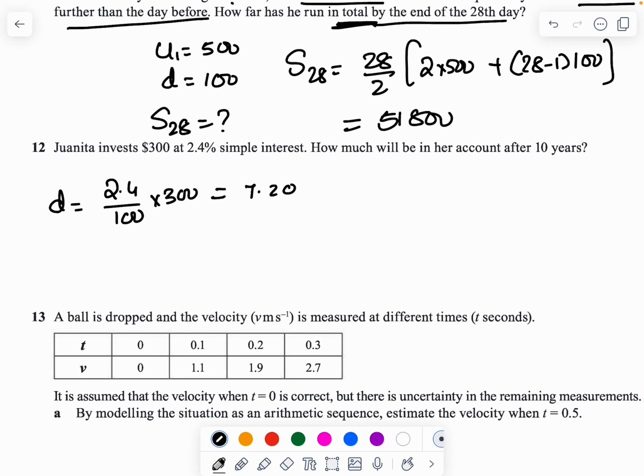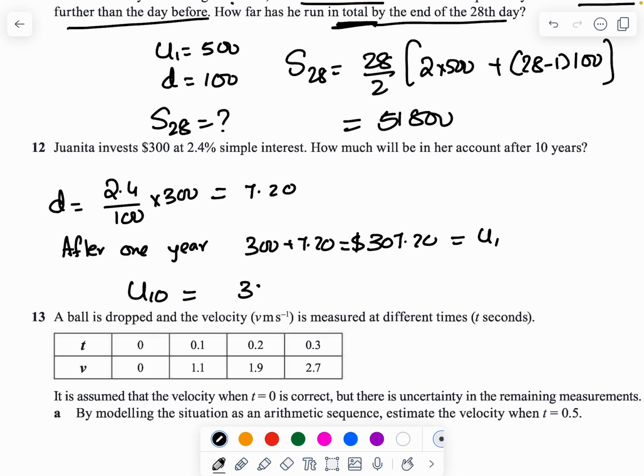Now, how much will be in her account after the 10th year? So after 1 year, there will be 300 plus 7.20, which is $307.20. This is going to be my first term. Now I want the 10th term, after 10 years. So U1 plus n minus 1, 10 minus 1 times d. d is 7.20. Simplify that, and you should get $372.